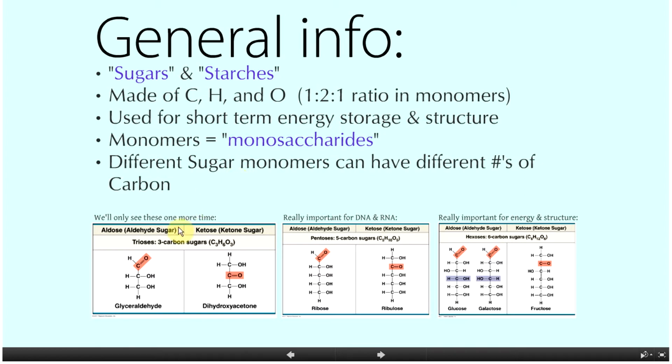And they distinguished in this image between a sugar that has a carbonyl group, the C double bonded to the O, at the end of the molecule. So that would be an aldehyde sugar, since aldehyde means the carbonyl group is found at the end, versus dihydroxyacetone, which is an example of a ketone sugar, or a ketose. That's going to be one where the carbonyl group, the C double bonded to the O, is found in the middle of the molecule, not at either end.